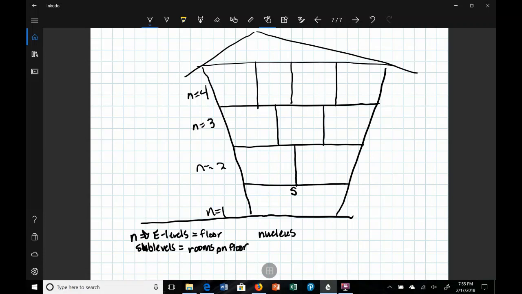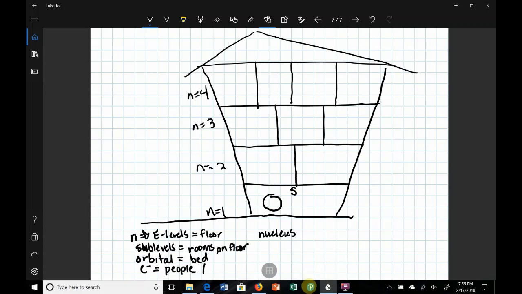So within that room, let's say there's a bed, and that bed is going to represent an orbital. Now, in the bed, there's special rules in the house where you can only fit 2 people in the bed, and they have to lie foot to head. So people, sorry for the dog, are our electrons.